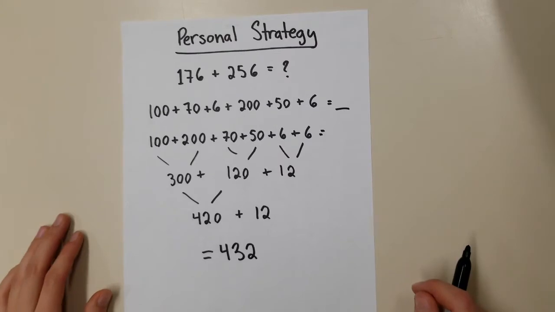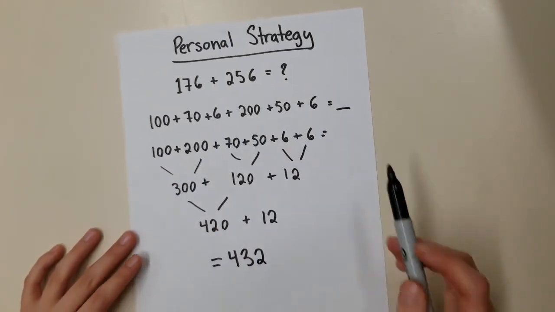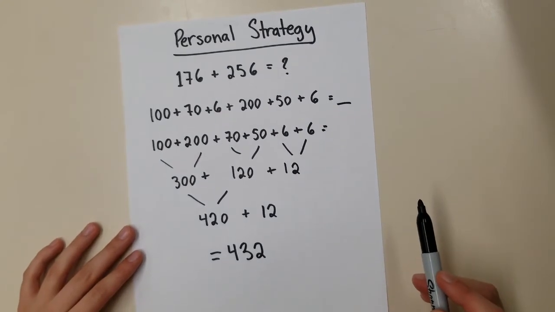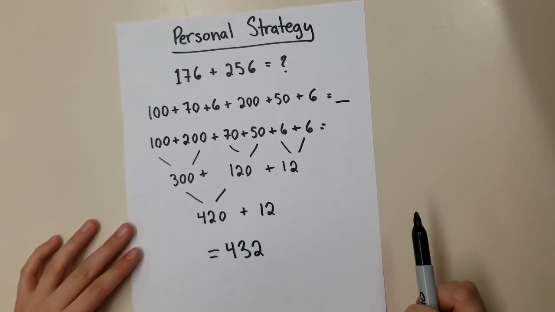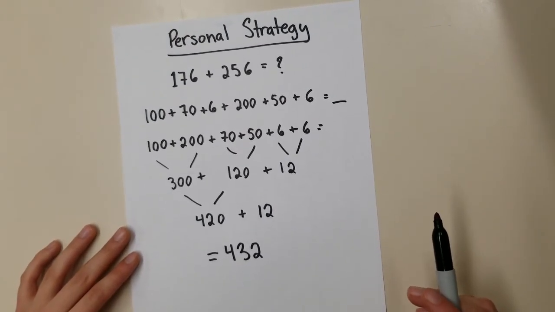Okay, so now we have learned how to solve an addition equation such as 176 plus 256 using concrete, symbolic, and pictorial methods, as well as using a personal mental math strategy.